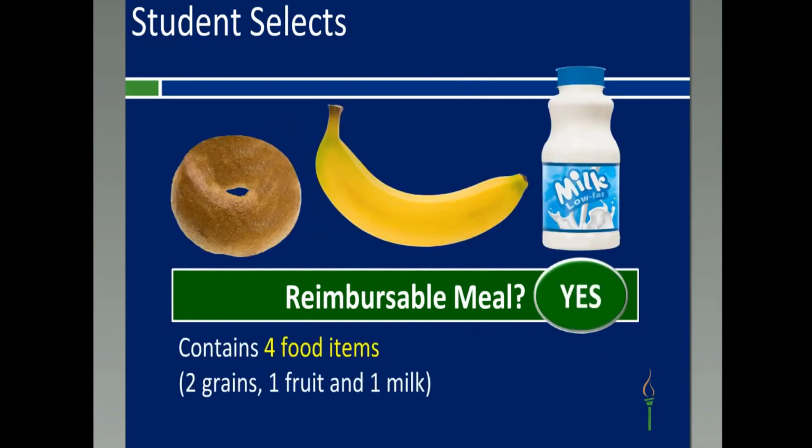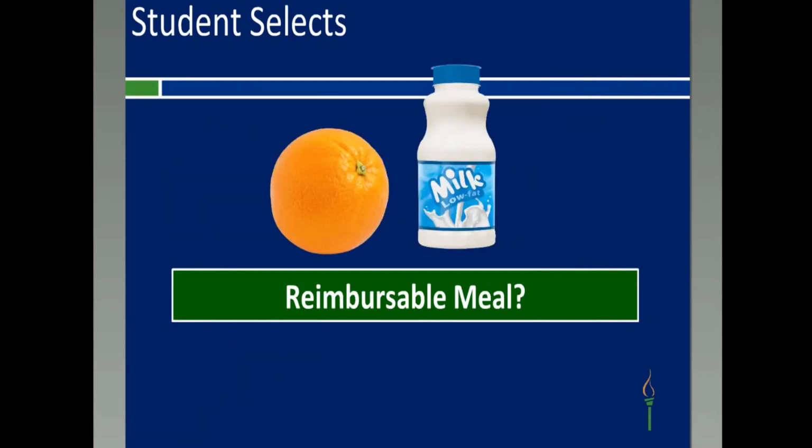Here they have added a banana, so therefore we can count that as a reimbursable meal. Notice they took more than the minimum requirement of the 3 food items, and that is okay too. We can still count that for reimbursement.